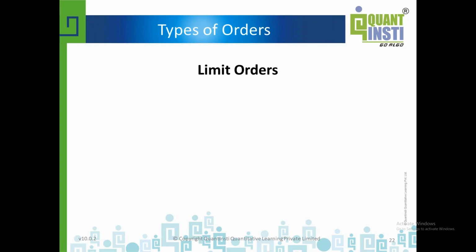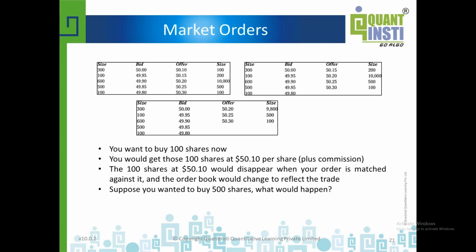Now comes the limit orders. What are limit orders, right? There's a question, will it be the same? Yeah, so this is sort of a market order. If I place a market order for 500 shares, I will get 100 at 50.1, 200 at 50.15, and 200 at 50.2, right?